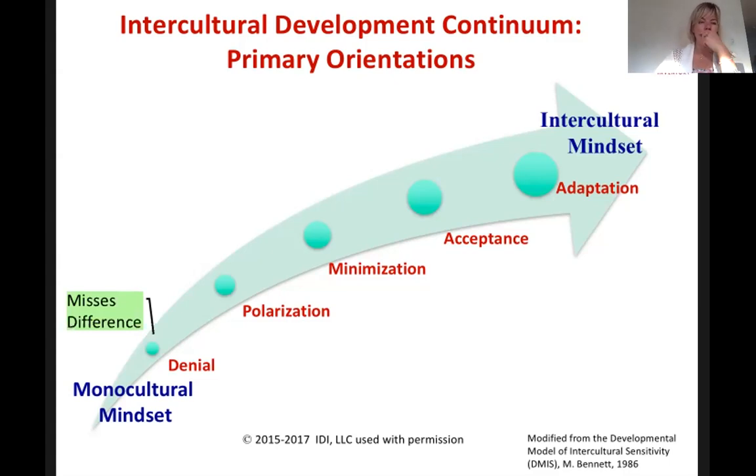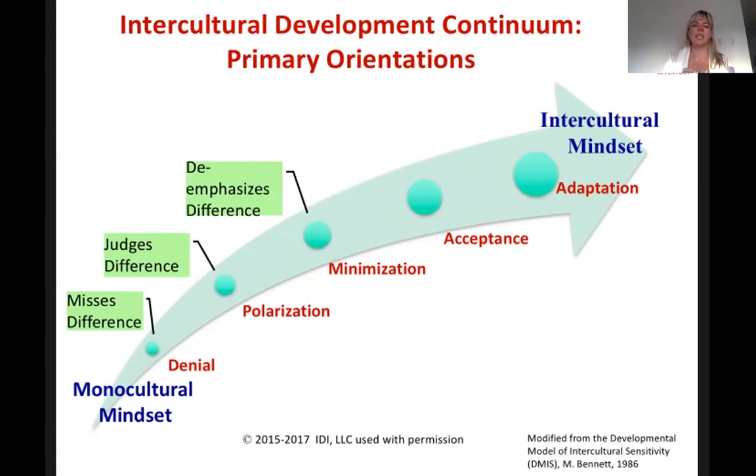So let's look first at denial. When we say someone's in a denial mindset, essentially that person might be missing difference. They don't even notice that there are any differences, and they might downplay it: it doesn't matter, the difference between you and me, we can all just move forward. In terms of polarization, this is a bit of a judgment of difference. There's kind of us and them. This is the way we do things, this is the way they do things, and it creates a bit of polarization. It's an us and them mindset.